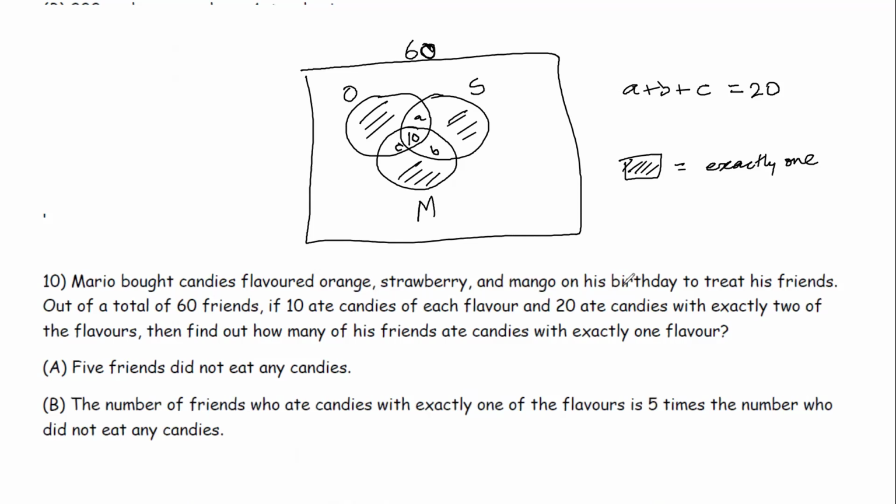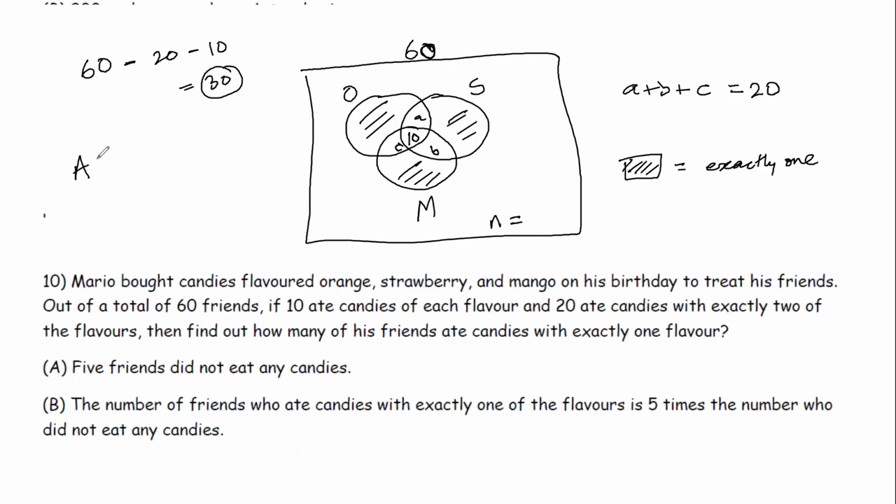So five friends did not eat any candy. That's crucial information. If that five was not there, then we could say all 60 are within the circles, and the exactly one would be 60 minus a plus b plus c, which is 20, and minus 10. We would have said 30 is the answer. But that leaves the argument: what if there are people outside the circle, his friends who did not have any candies?